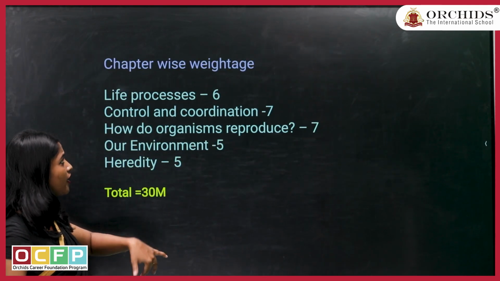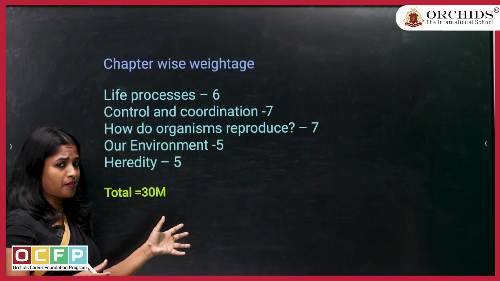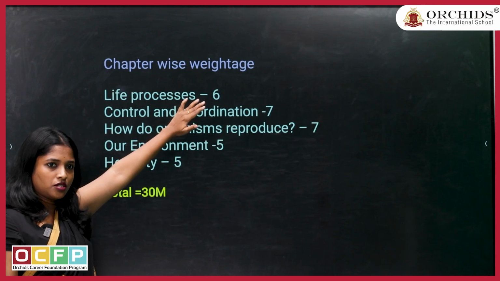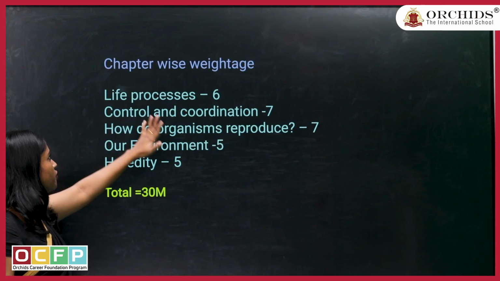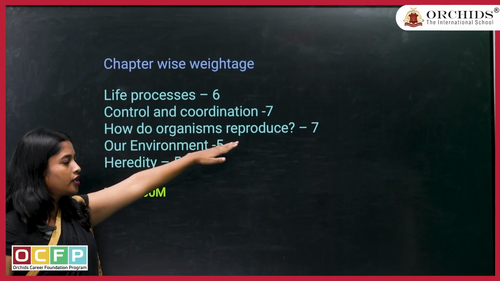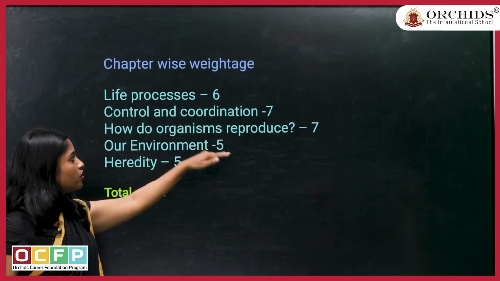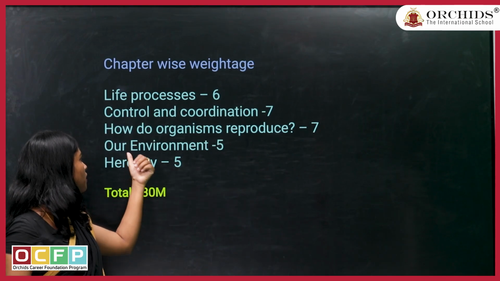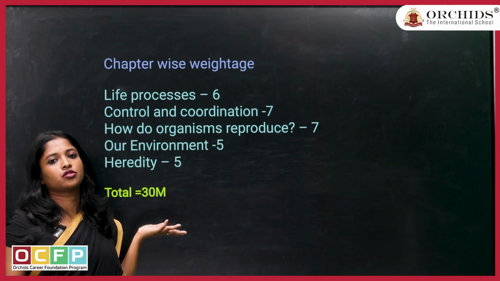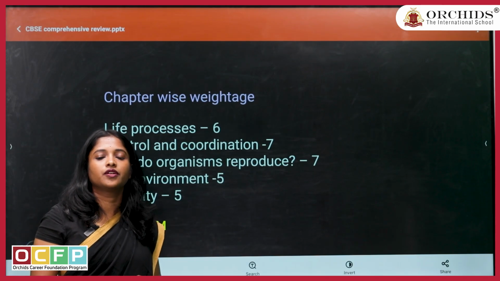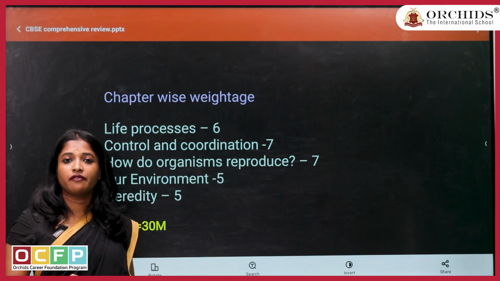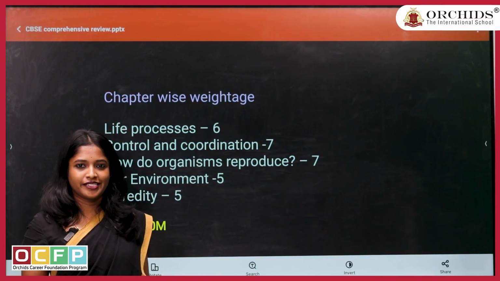Let us see what weightage you got in this chapter. So the weightage of chapters according to the questions in the question paper: if you see, life processes had 6 marks, control and coordination 7 marks, how do organisms reproduce 7 marks, our environment 5 marks, heredity 5 marks. A total of 30 marks of biology questions you observed in the present question paper. I hope you might have done well. All the best for your results. Thank you.